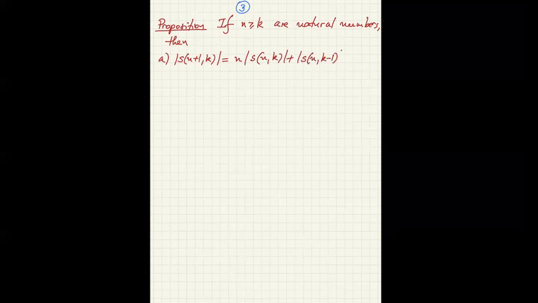So we'll prove a couple of things about the numbers. So the proposition: if n is greater or equal to k are natural numbers, then we'll prove A, the absolute value of S(n+1, k) equals n times the absolute value of S(n, k) plus the absolute value of S(n, k-1).